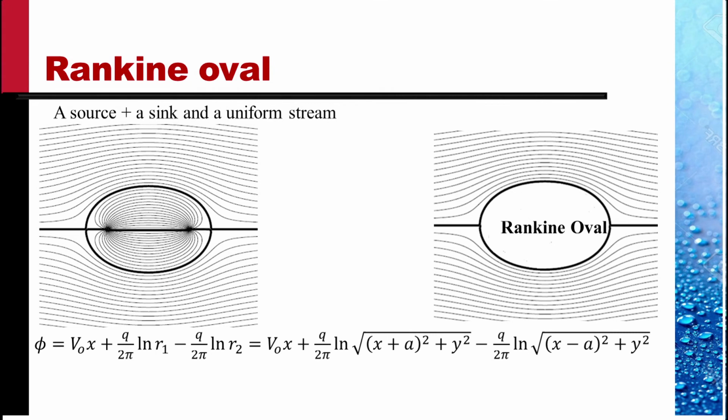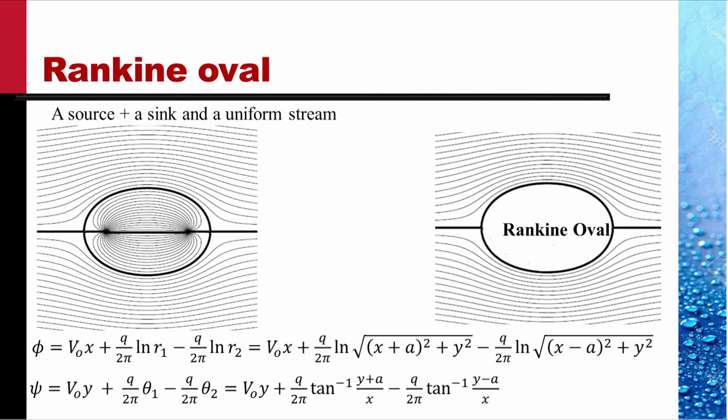The potential was written as the potential due to the free stream, due to the source, and due to the sink. Source and sink are situated at x equal to minus a and x equal to plus a. Similarly, we could write the stream functions for this. This we had done in the last lecture.